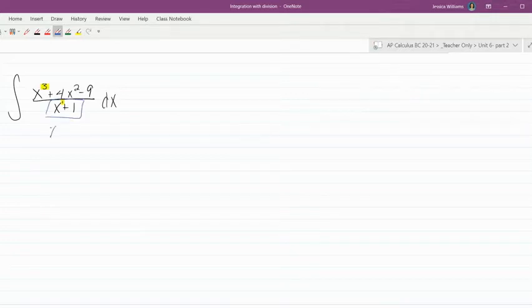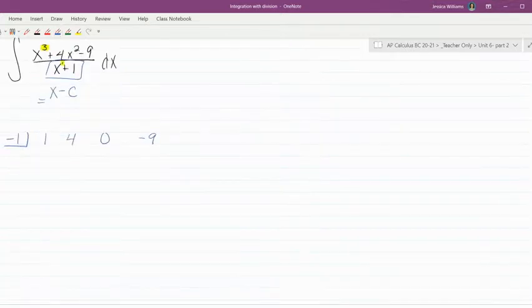Remember, you can only do synthetic division if you have x minus c, so you can't have any coefficient on your x in order to do synthetic division. So I can do synthetic division here. I put a -1 in the box, and then I list my coefficients up top here. So my coefficient on x cubed is 1, x squared is 4. There is no x term, so I have to leave a 0, and then -9 on the end for my constant. Then we're going to multiply and add.